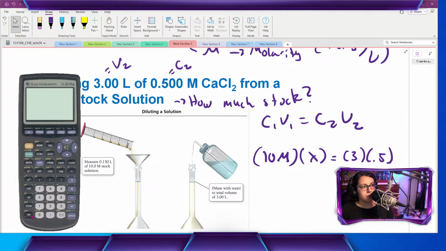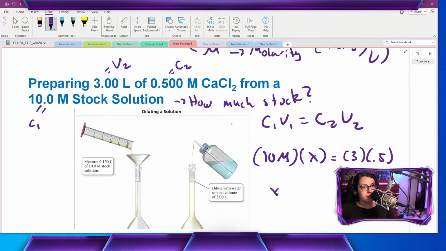Sorry, I need more screens or something. Okay, 3 times 0.5 divided by 10. So this is in liters. So X is 0.15 liters. That's how much stock solution, of our 10 molar stock.